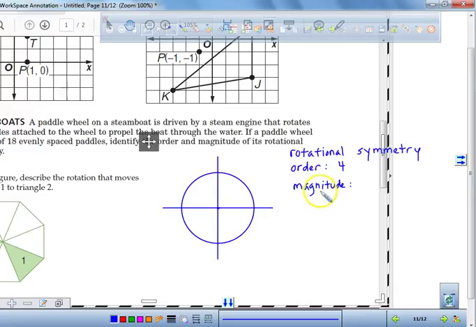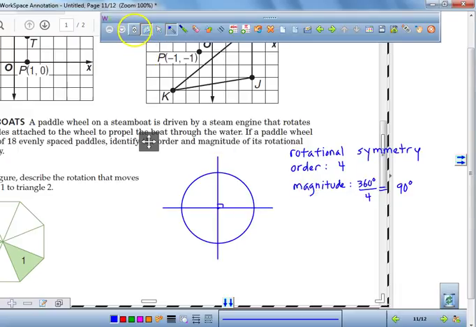Okay? Now the magnitude. The magnitude, how many degrees are always going to be in a circle? 360. So each one of those turns that we would make would be a total of 90 degrees. Every turn is a 90-degree turn. From here to there, you can clearly see is 90 degrees. Okay? So this is an example of order and magnitude.